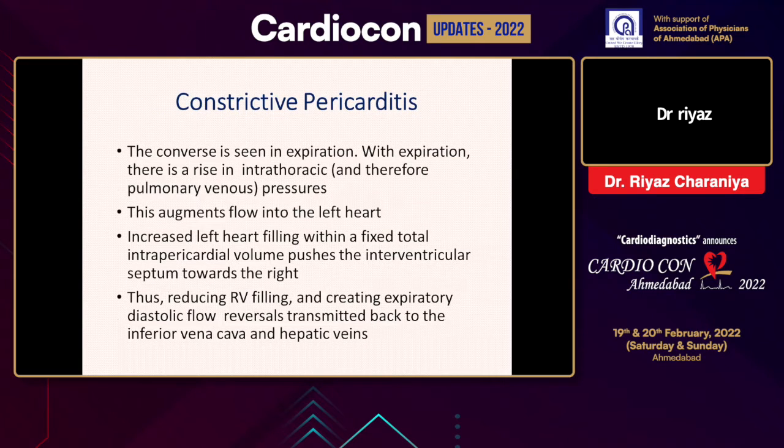So with expiration, there is a rise in intrathoracic pressures, and this augments the flow in the left heart. The increased left heart filling, with the fixed total intrapericardial volume which is found in constrictive pericarditis, pushes the interventricular septum towards the right, thus reducing RV filling and creating an expiratory diastolic flow reversal, which is again transmitted back into the IVC and the hepatic veins. So you will find an expiratory flow reversal in hepatic veins and IVC in constrictive pericarditis.